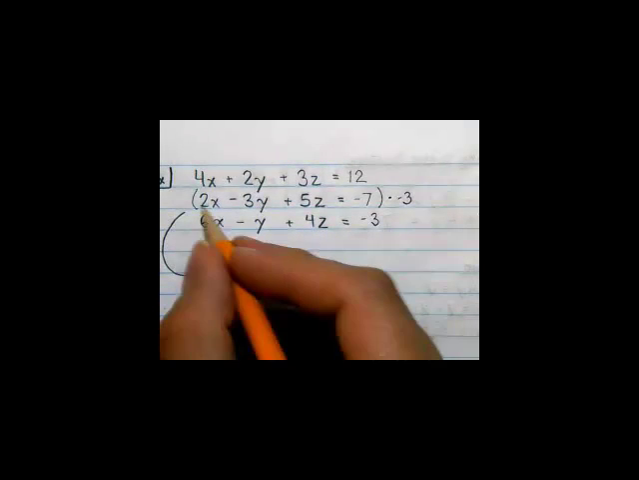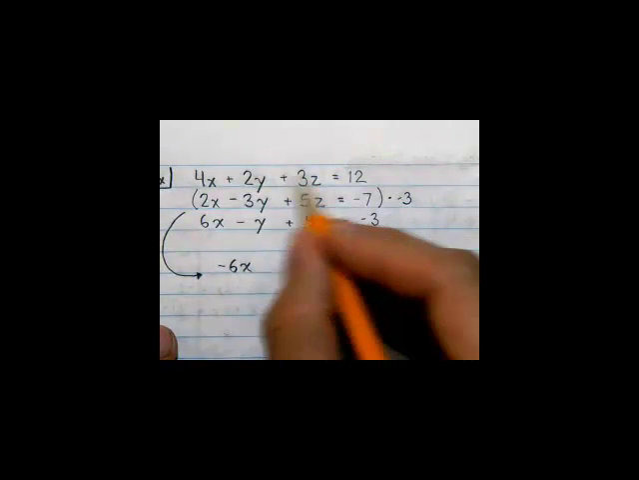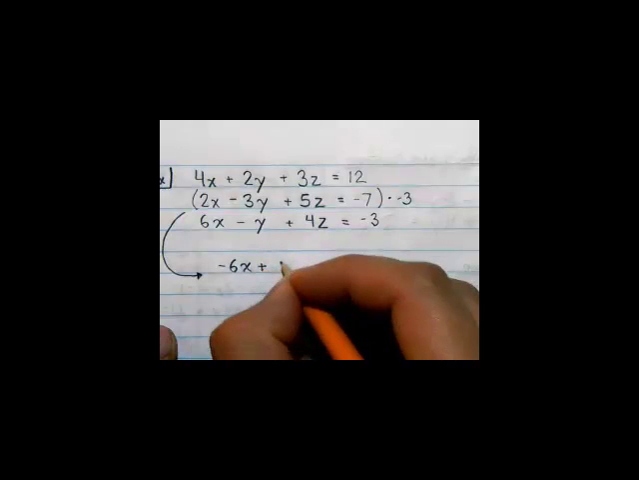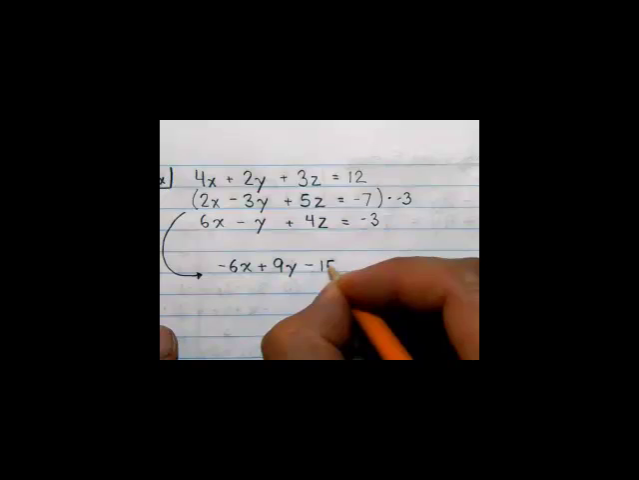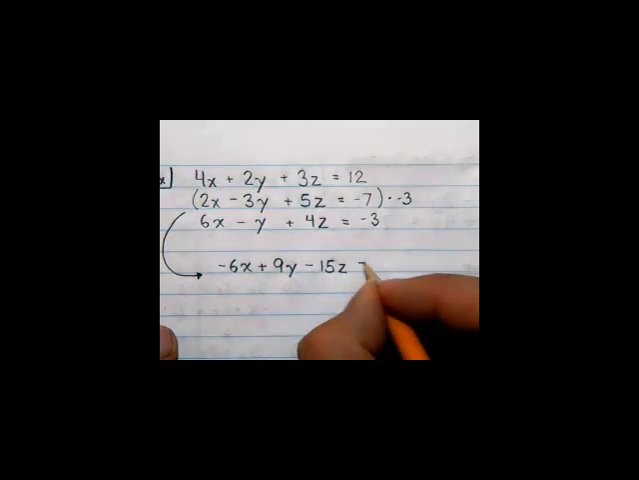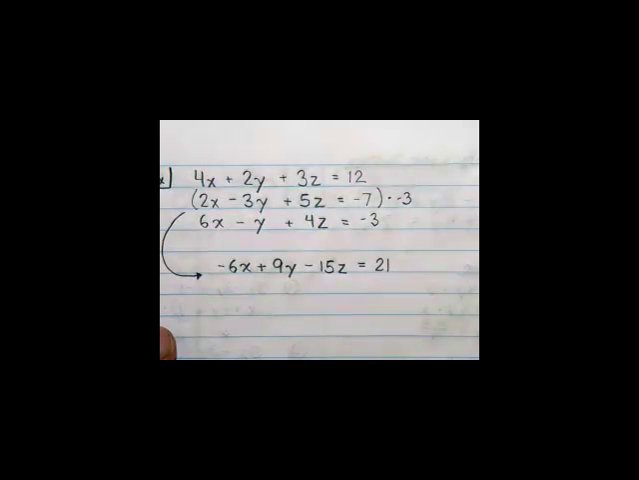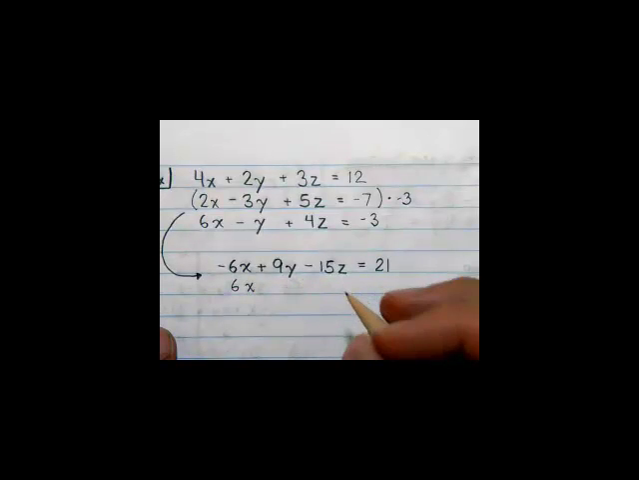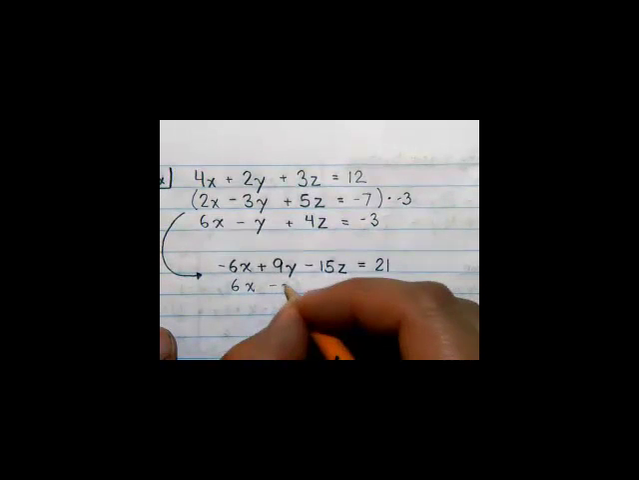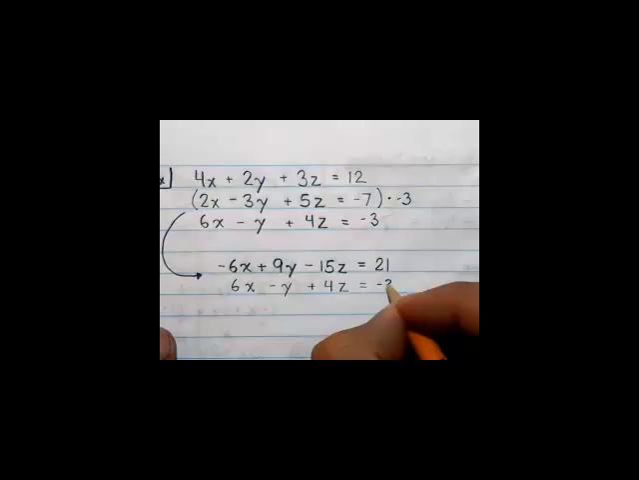Okay, so this is going to be -6x. That's going to be plus 9y, and minus 15z equals 21. And then the bottom equation we can leave the same. 6x minus y plus 4z equals -3.